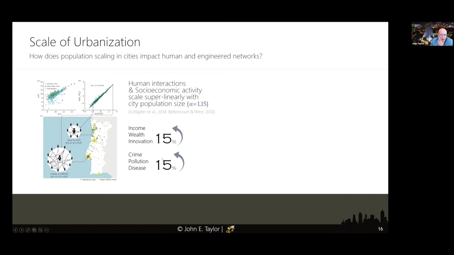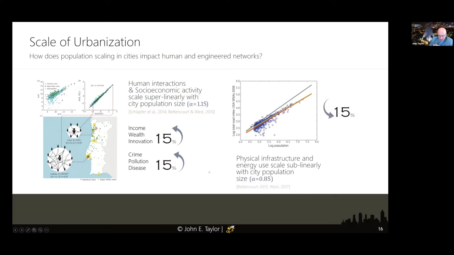But by the same token, socioeconomically speaking, there's also a superlinear effect with crime, pollution, and disease. So we're going to get more than double as the population doubles of crime, pollution, and disease. Conversely, if we look at the physical infrastructure, then it scales sublinearly. And so if we double the population in the city, we don't need twice as much infrastructure, but we need, according to this study, about 15% less than double.